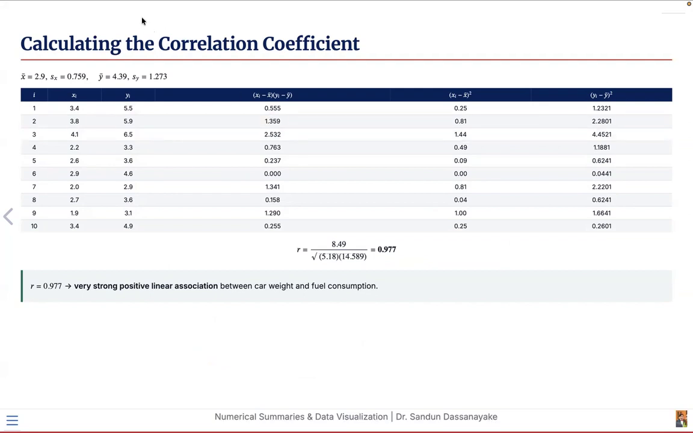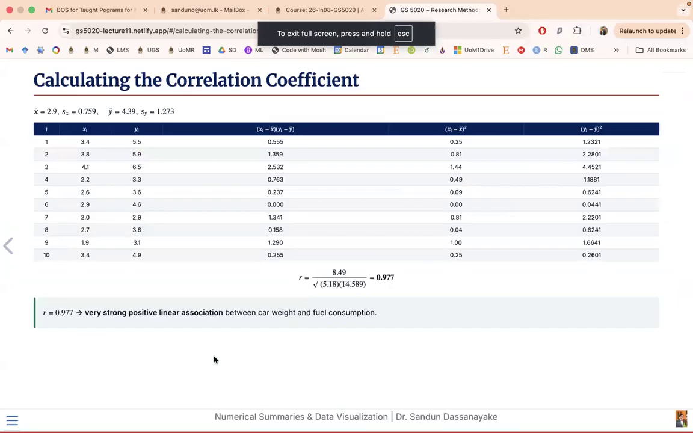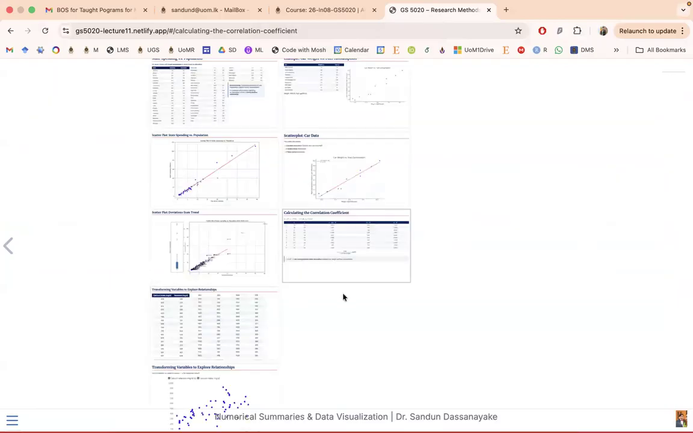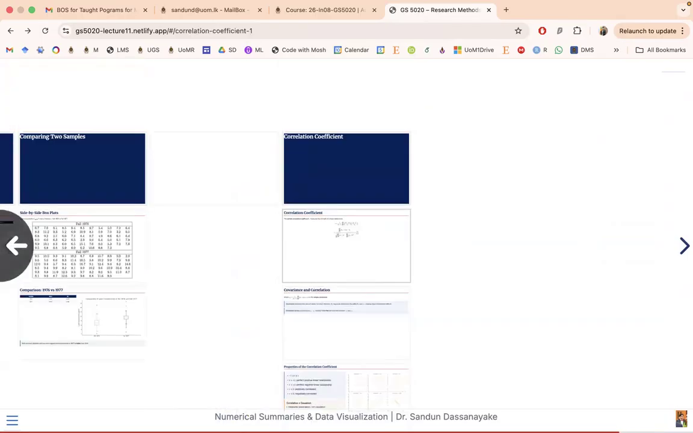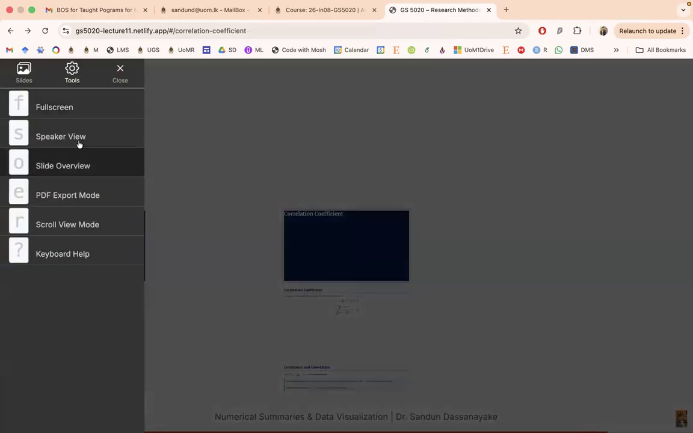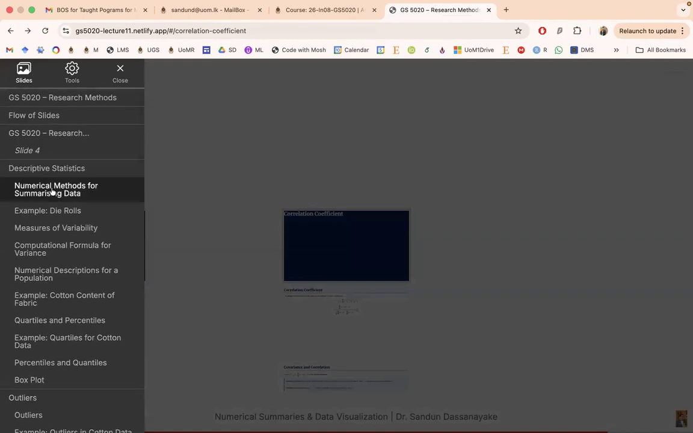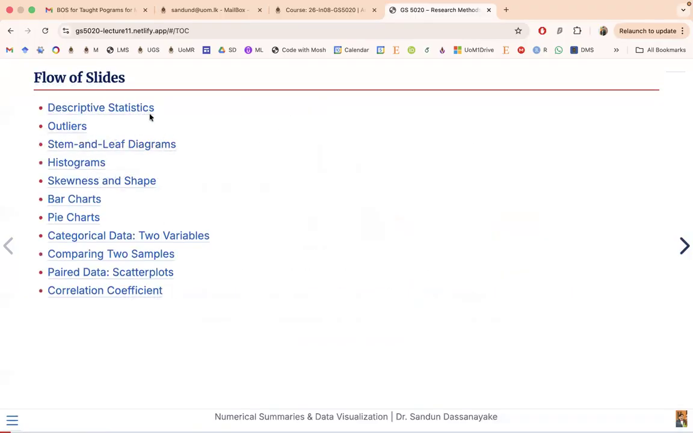So that's where we end up looking at the charts. So far, in this 11A lecture, what we did was start with the basic idea. We have the research methods flow slides. We talked about descriptive statistics, outliers, and other charts, numerical and visual, because we take data.